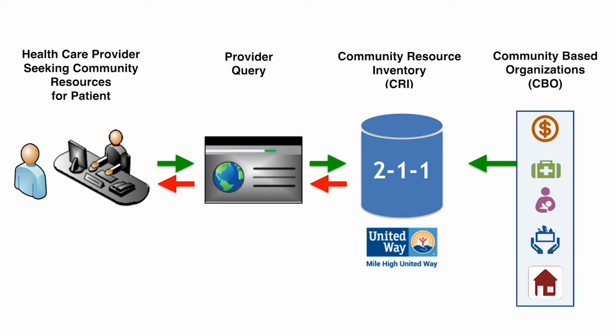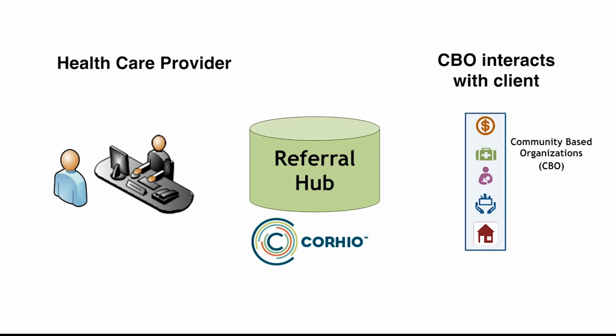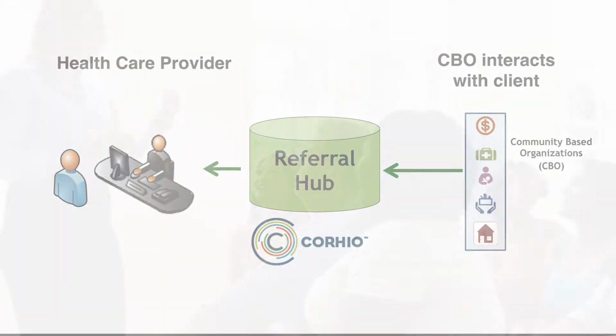The healthcare provider sends an electronic referral to the referral hub at CRISPR by selecting the CBO and submitting the referral. The referral hub identifies the CBO and forwards the referral based on how the CBO wants to receive the referral. The CBO connects with the client and enrolls them into their program and provides periodic progress reports through the referral hub, which then routes the progress report back to the referring provider, completing the closed-loop referral process.